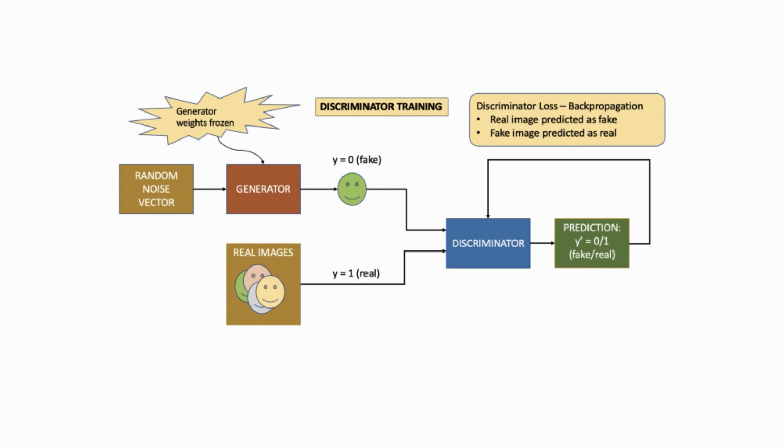Hence, when the discriminator classifies a fake image as real or a real image as fake, it is penalized with the discriminator loss, and this loss is backpropagated through the discriminator network to update the weights and biases. Note that the generator weights and biases will be frozen while the discriminator is being trained.